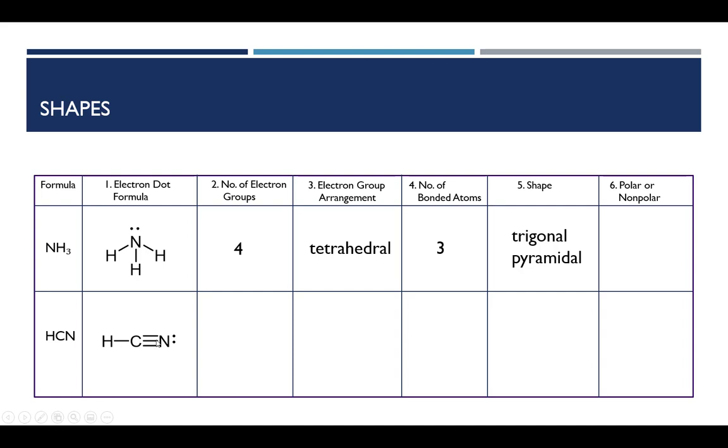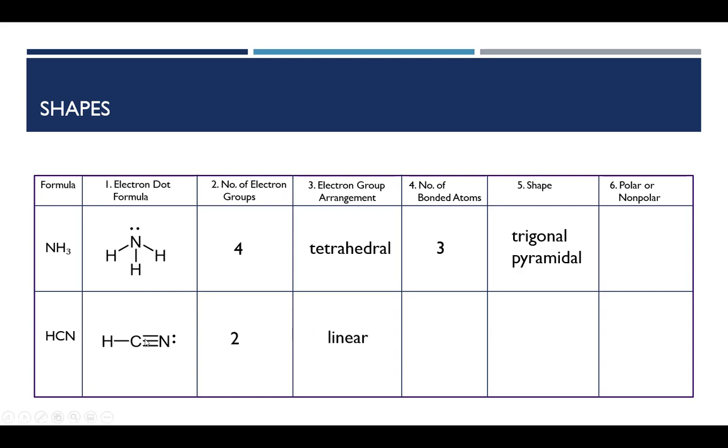How about for HCN? The carbon is bonded to 2 atoms, and the carbon, remember we only care about the central atom, has no lone pairs on it. We don't care that nitrogen has a lone pair. So the carbon is bonded to 2 atoms plus 0 lone pairs, so a total of 2 electron groups. And the lab manual tells you that we call that a linear electron group arrangement.